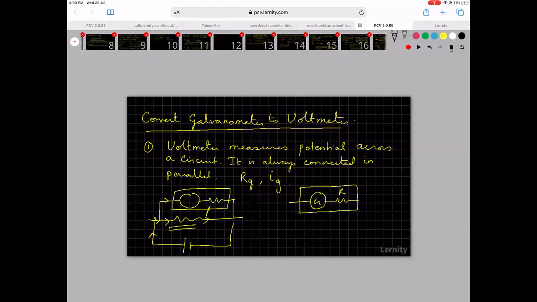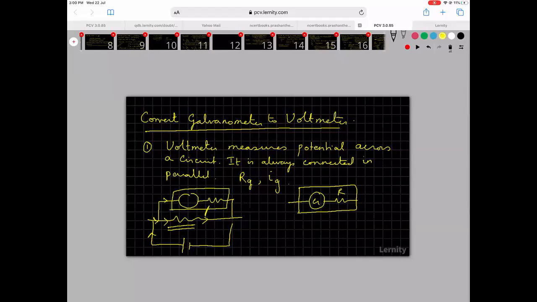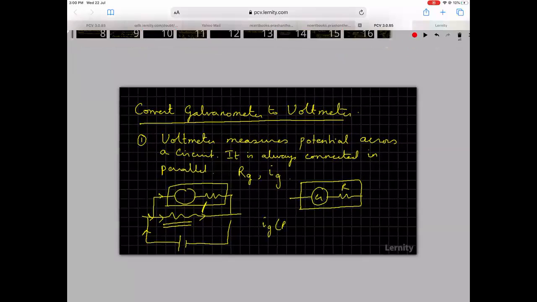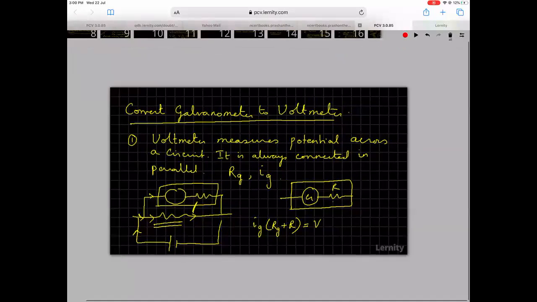Okay. Now, the potential that it is measuring should be Ig into Rg plus this R. So from here I can get R is equal to V by Ig minus Rg. So what is V by Ig minus Rg? That is the resistance which has to be connected in series to the galvanometer to convert it into a voltmeter. Okay.